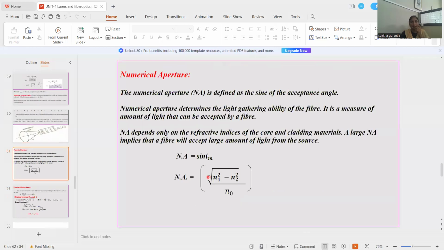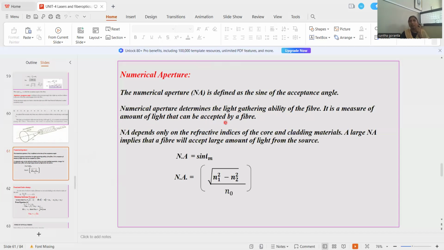Next, numerical aperture. The numerical aperture NA is defined as the sine of the acceptance angle. Numerical aperture determines the light gathering ability of the fiber. It is a measure of the amount of light that can be accepted by the fiber.